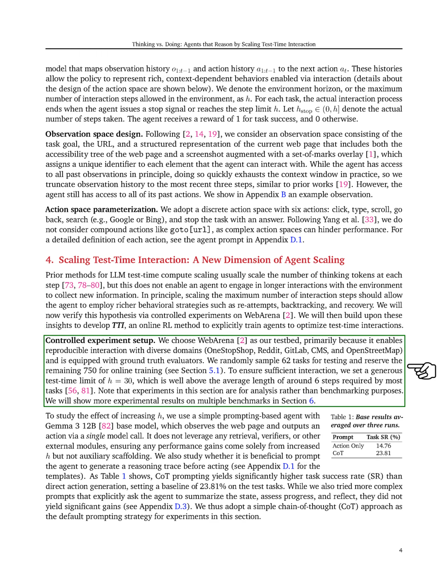In our experiments, we randomly select 62 tasks for testing and keep 750 for online training, ensuring a generous test time limit to allow for sufficient interaction. We use a simple prompting-based agent that observes the web page and outputs actions without relying on external modules, ensuring that any performance improvements stem solely from increased interaction steps.